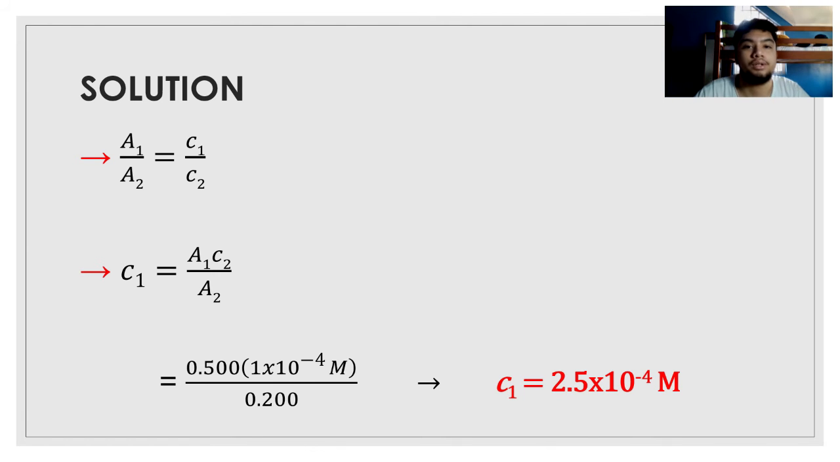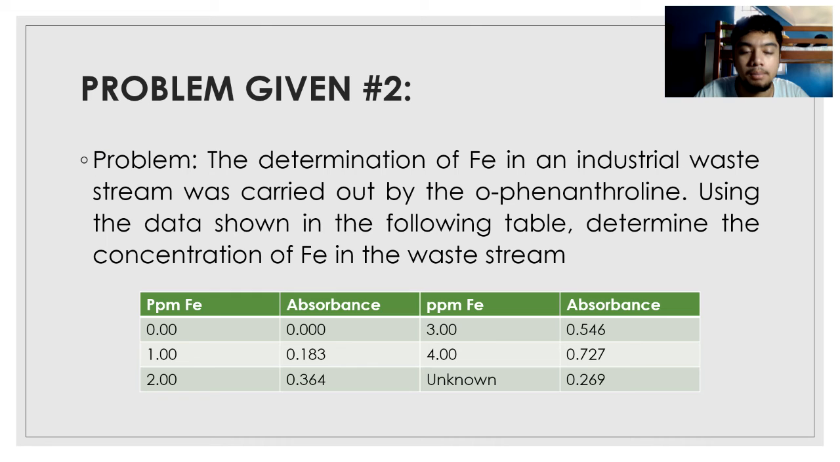Moving on to the problem given number 2. The determination of iron in an industrial waste stream was carried out by o-phenanthroline. Using the data shown in the following table, determine the concentration of iron in the waste stream. So this is the data given below.